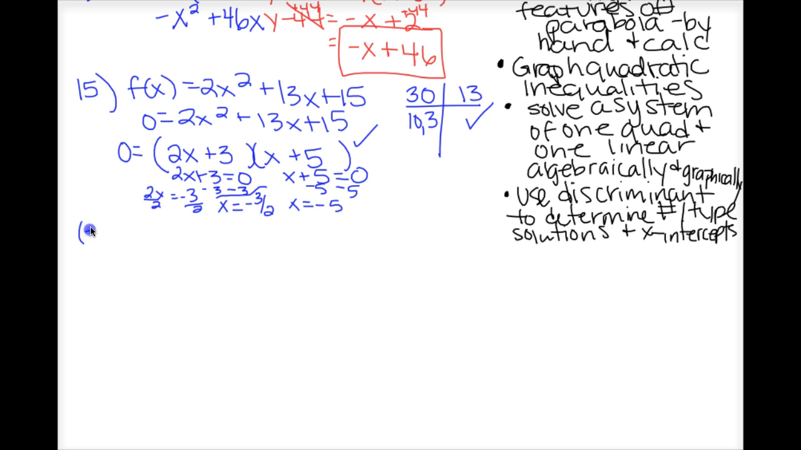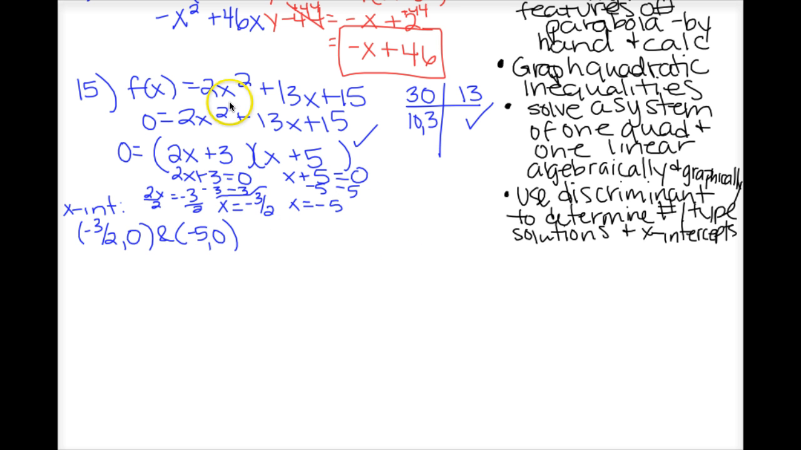So that means when I list my x-intercepts, remember that they are ordered pairs. So these are my answers for my x-intercepts. Then it also asks me to find the y-intercepts. So y-intercept I find by plugging in 0 for x.